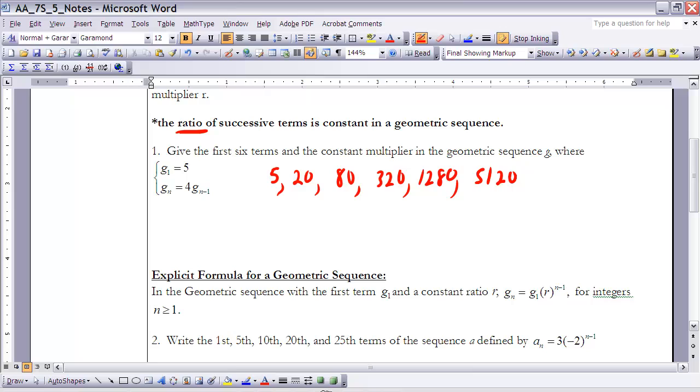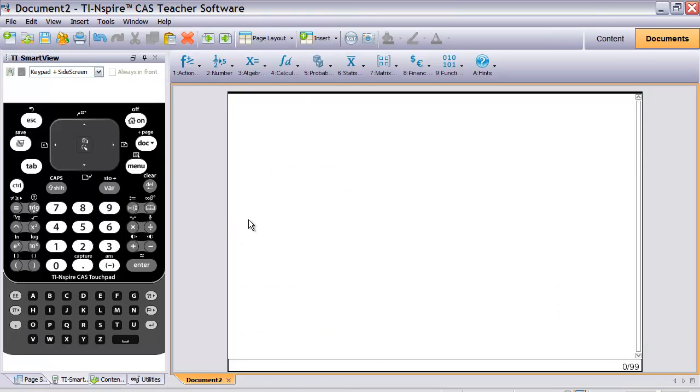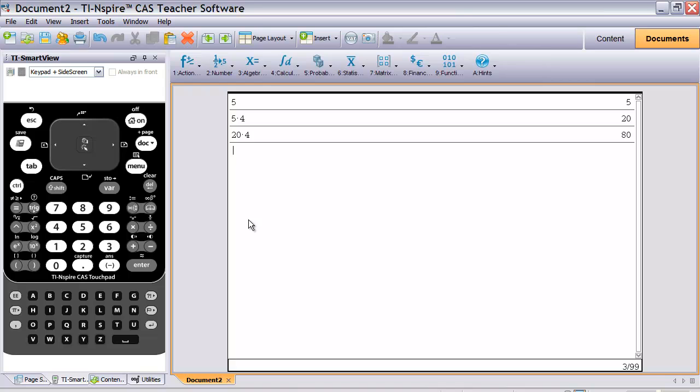Now it also asks us to identify the constant multiplier. Well, the constant multiplier is that value of r, and that value of r is this 4 here, so that value would be 4. Now, we can use our calculator to generate these sequences as well, and the way that we do that is we enter the first term, which is 5, and then we take that times 4, and if I hit enter, it will give me that value, and then I can just keep hitting enter, and it will continue to generate the sequence for me.